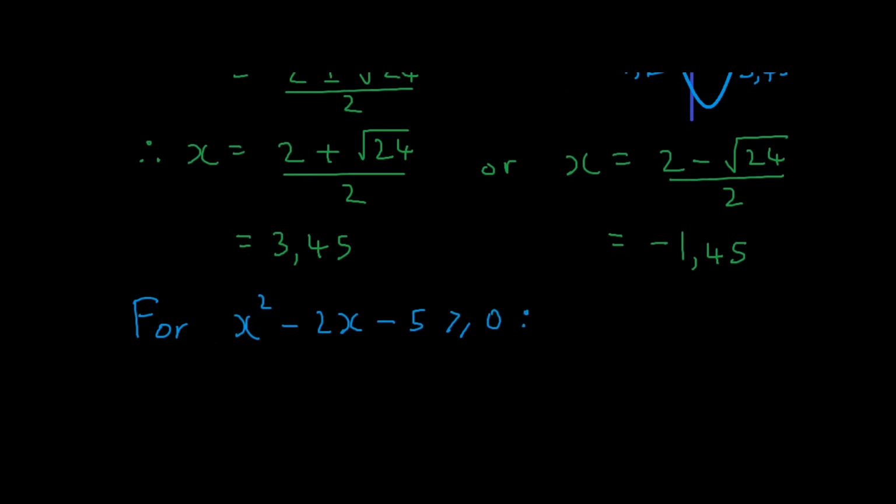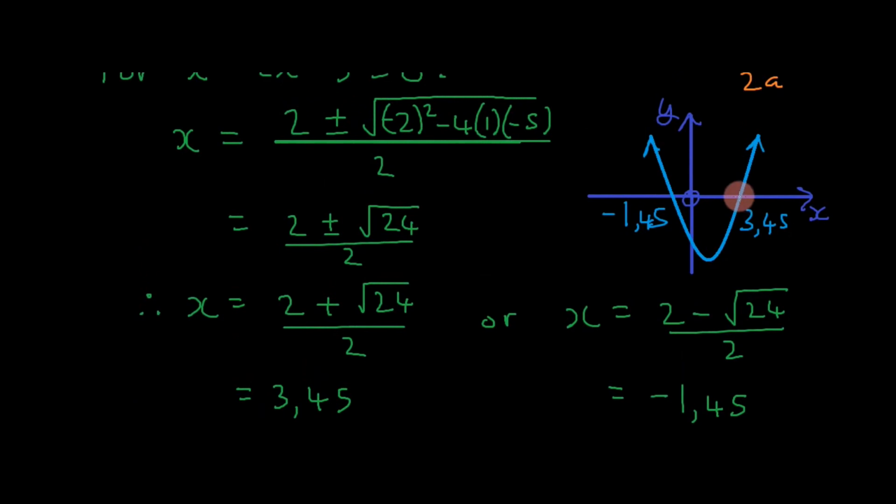We can write down the solution. We want the parabola to be either equal to 0 or positive, in other words, above the x-axis. And we can see that at these 2 points, the parabola is equal to 0, or the quadratic is equal to 0, and to the right of 3,45, as well as to the left of negative 1,45, it rises above the x-axis.